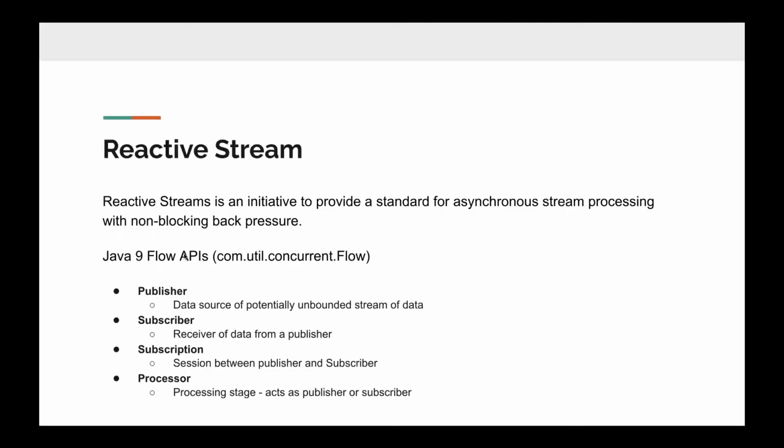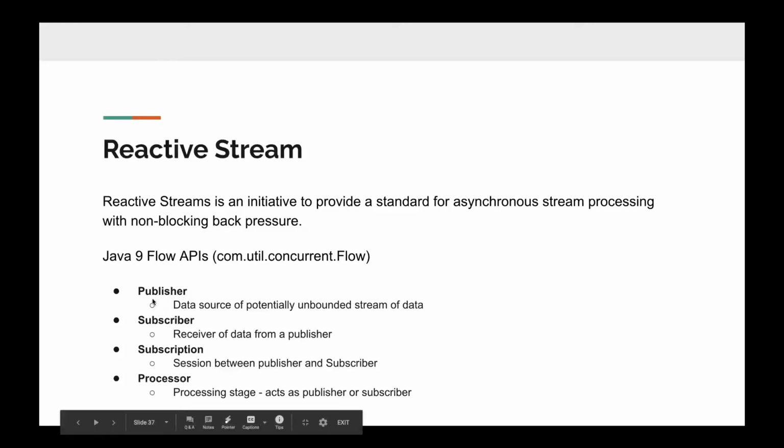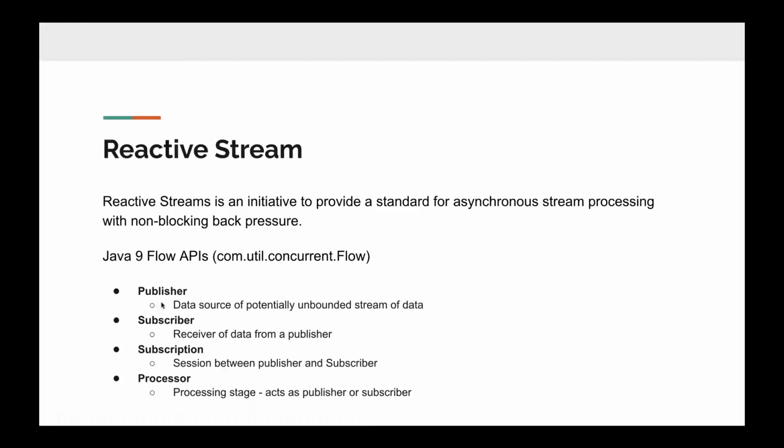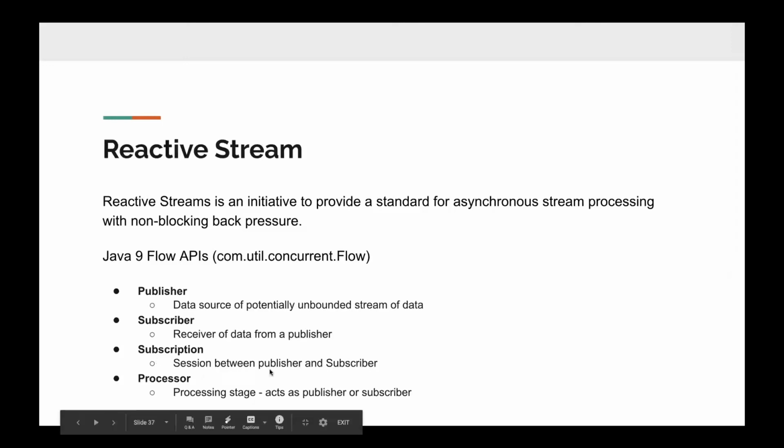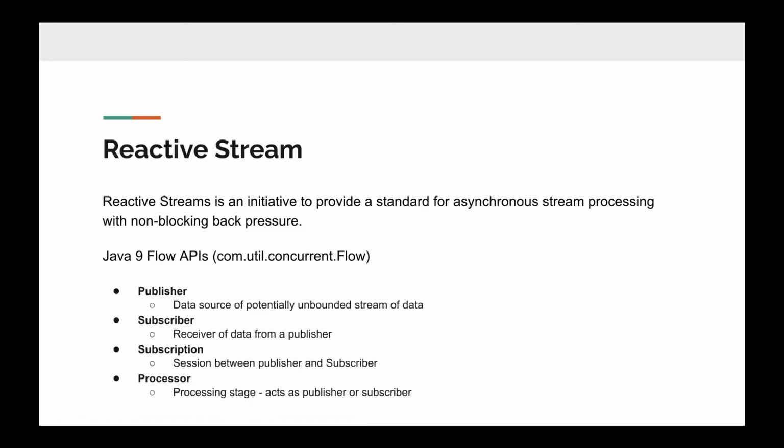Okay, the highlights of what Flow API has: a publisher, subscriber, subscription, and processor. What is a publisher? Hope everyone knows, right? Whoever is publishing it. Who is a subscriber? Whoever is receiving it. Subscription: once I start to subscribe, I get a session between publisher and subscriber. That is called subscription.